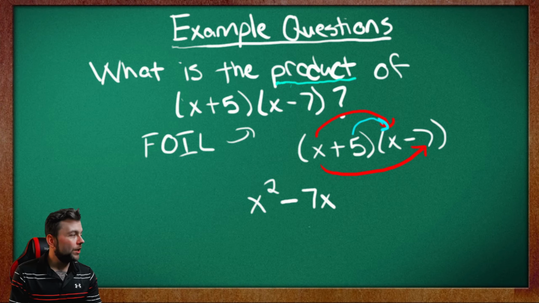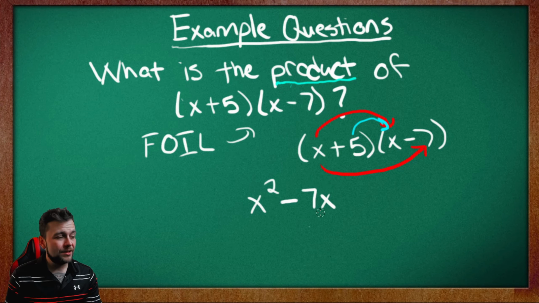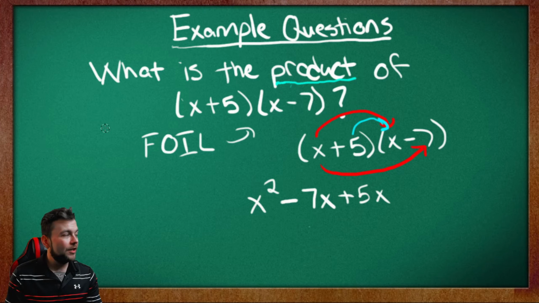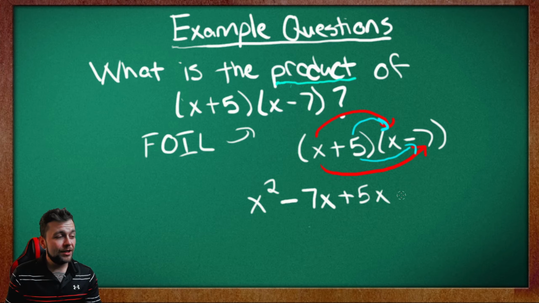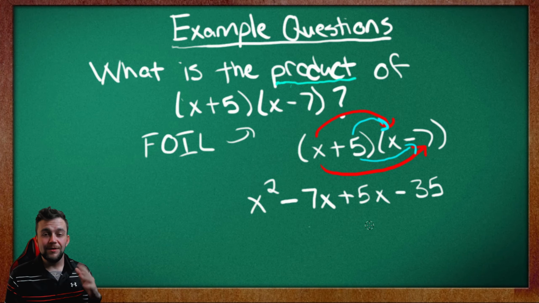Okay, what is 5 times x? It is a positive 5x. And what is our last term? 5 times a negative 7. That equals a negative 35. Okay, we're almost done.